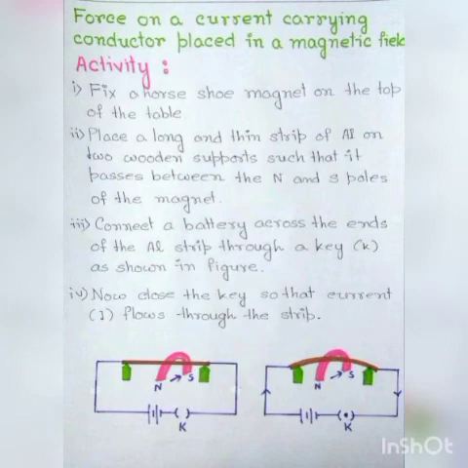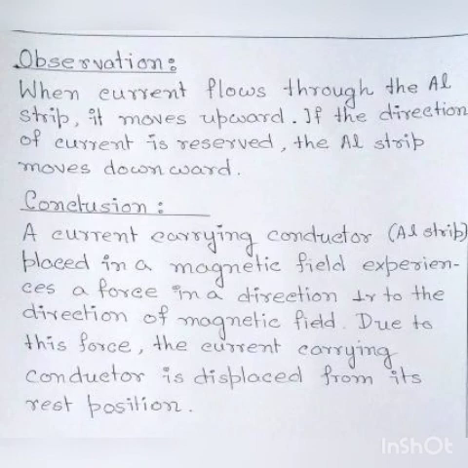Now what will we observe? When current flows through the aluminium strip, it moves upward. If the direction of current is reversed, then the aluminium strip moves downward. So from this activity, we can conclude that a current carrying conductor placed in a magnetic field experiences a force in a direction perpendicular to the direction of magnetic field. And due to this force, the current carrying conductor is displaced from its rest position.